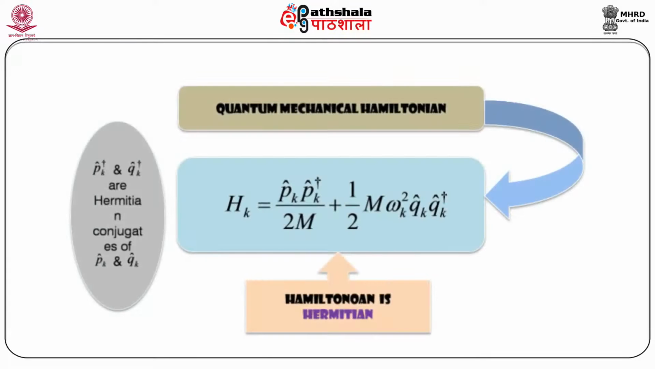Hence, after replacing the dynamical variables by their corresponding quantum mechanical operators, the quantum mechanical Hamiltonian then becomes Hk equal to pk hat pk hat dagger divided by 2m plus half m omega k square qk hat into qk hat dagger. So, you see, if you compare this Hamiltonian with the previous classical one, the transformation is very straightforward. That is, we simply replace the classical momentum and position coordinates by their corresponding quantum mechanical operators, and this Hamiltonian is also Hermitian, as you can see. This is Hermitian because pk and pk dagger are Hermitian conjugates of each other.